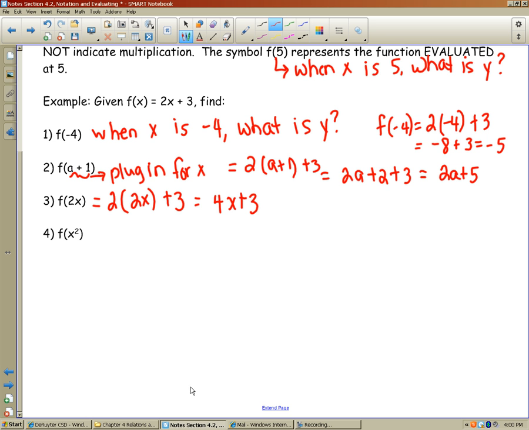Last one, f of x squared. So again, substitute in, plug that in for x. So 2, instead of x, we're going to plug in x squared, plus 3. Of course, we just don't need the parentheses. 2x squared plus 3.